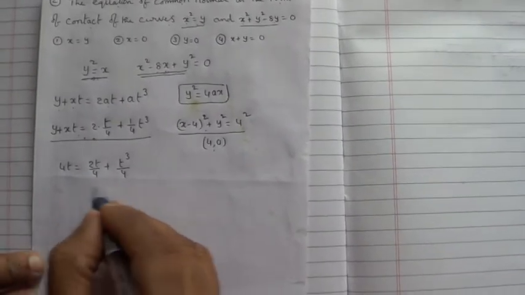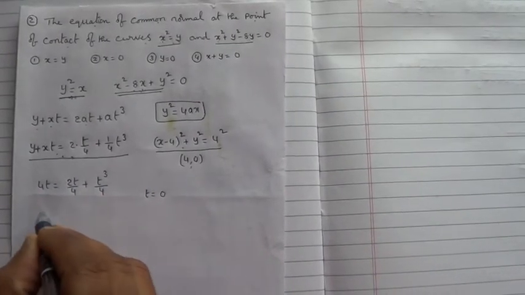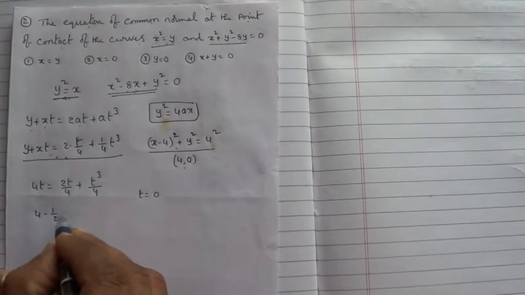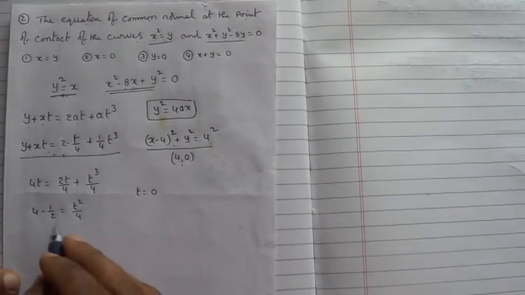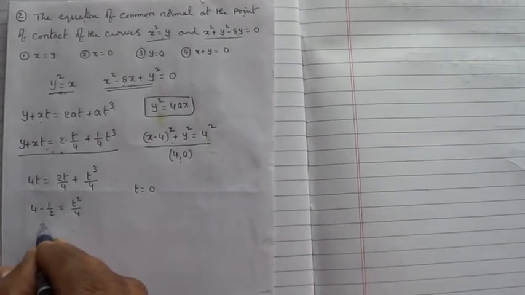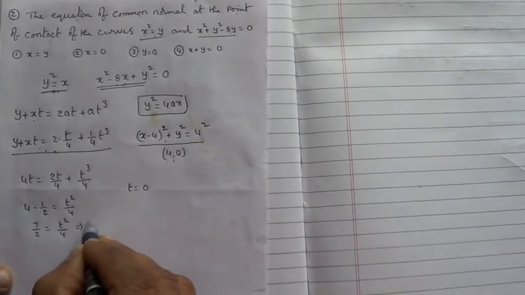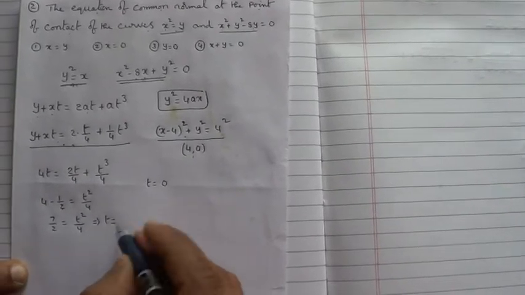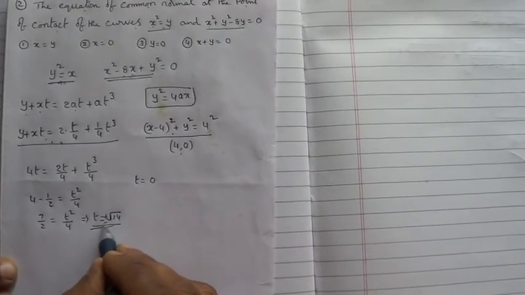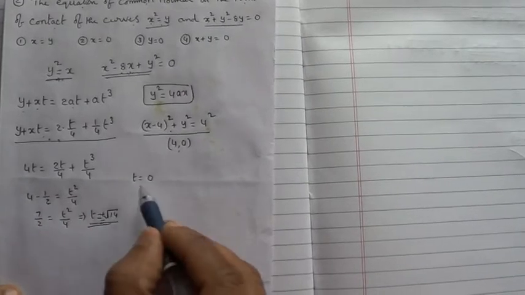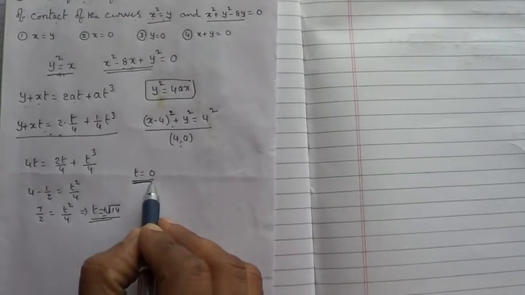Now in this simplification, we already get one value, t = 0, as t cancels throughout the equation. Next, 4 minus 1/2 is equal to t squared/4. Simplifying, we get 7/2 = t squared/4, so t = plus or minus root 14. That is one value of t, and this is the other value of t. But observe the equations: there is no involvement of roots.